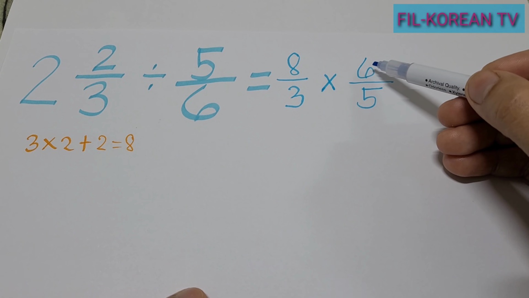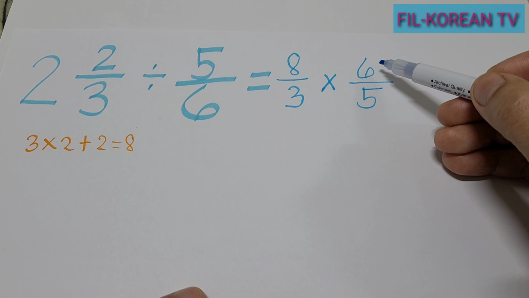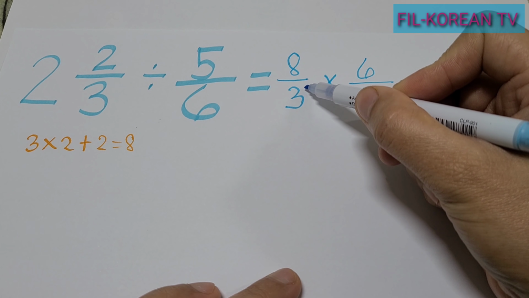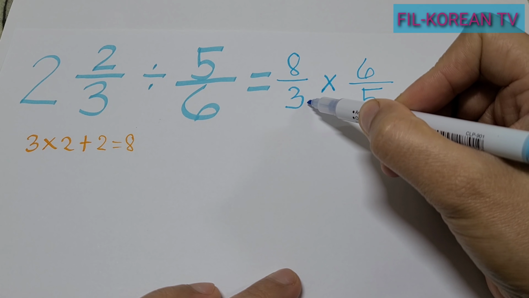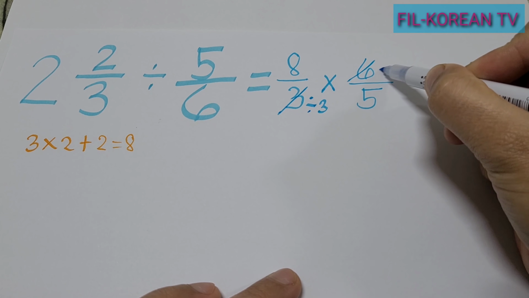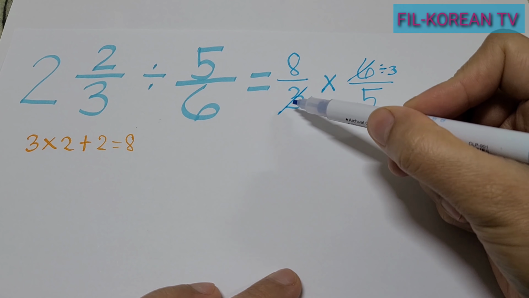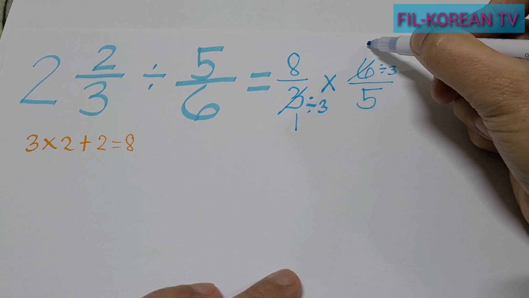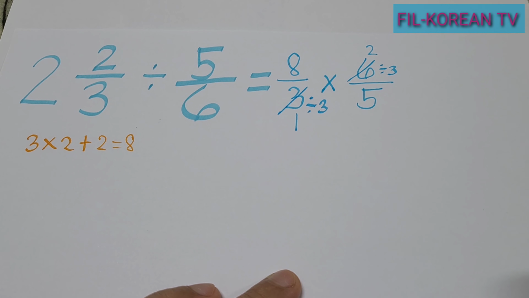Itong 3 at saka 6, mayroon silang common factor maliban sa 1. Kaya i-divide natin sila sa GCF. Ang GCF ng 3 at saka 6 ay 3. So, i-divide sa 3. I-divide din natin ito sa 3. 3 divided by 3 equals 1. 6 divided by 3 equals 2.